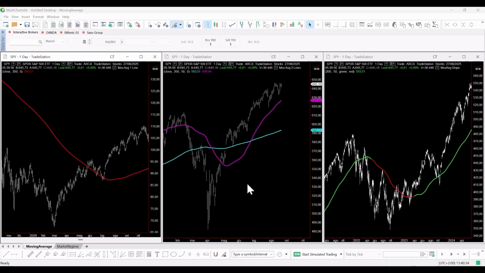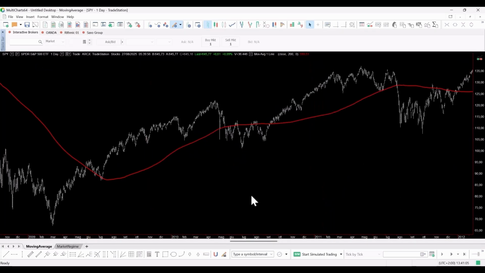In fact, typically when trying to understand what kind of market regime we're in, the most widely used moving average is the 200-period moving average. Next, the 50-period moving average is commonly used. So now that we've cleared that up, let's dive into the first chart.